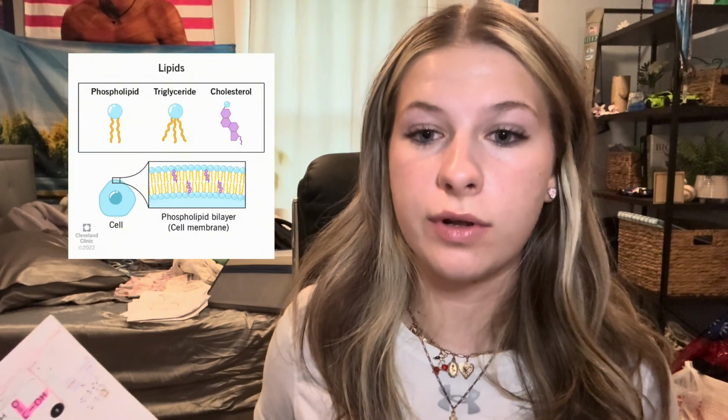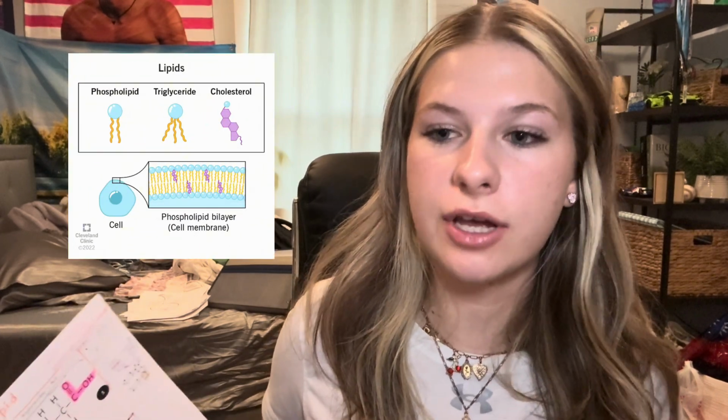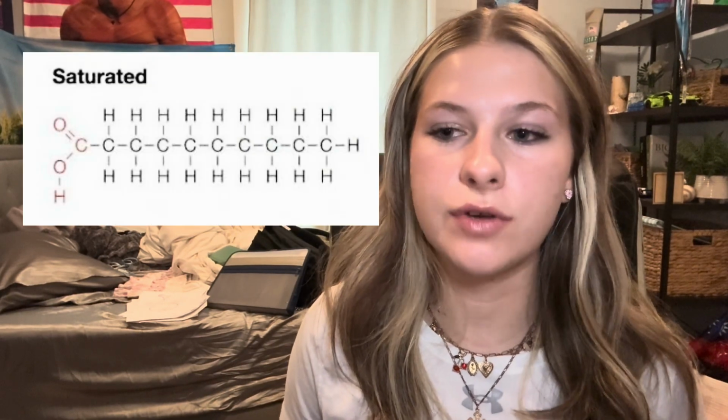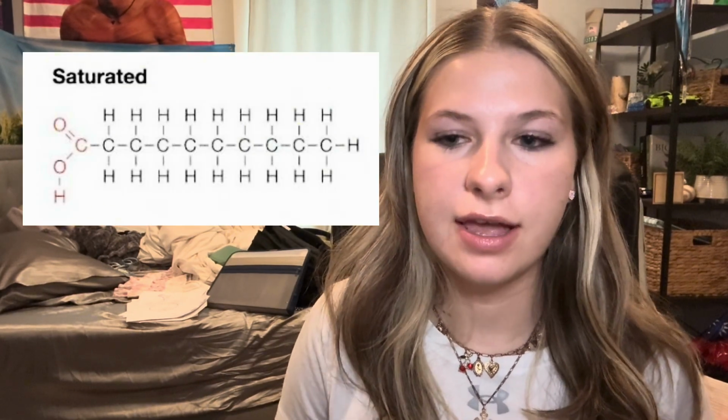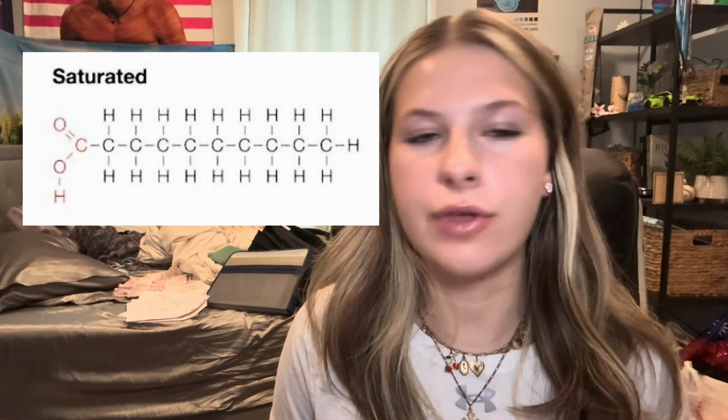Next, we have lipids. They are like fats and oils. They store long-term energy and help build up cell membranes. First up are saturated fats. These fats have no double bonds between their carbon atoms. That means every carbon is saturated with hydrogen atoms. Because their chains are straight, they pack tightly together and are usually solid at room temperature.